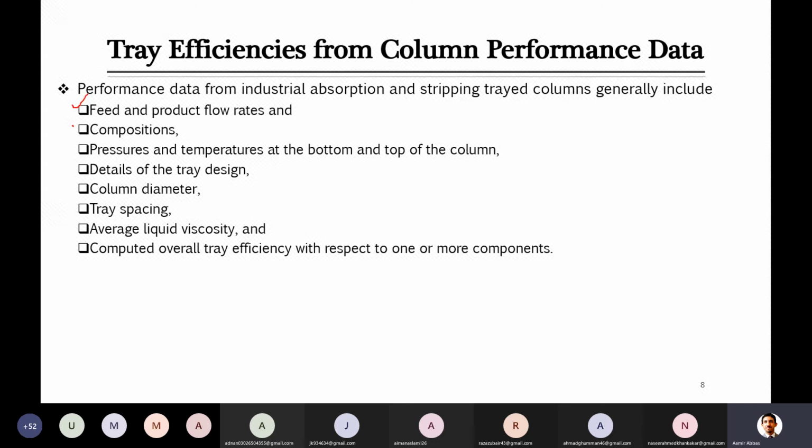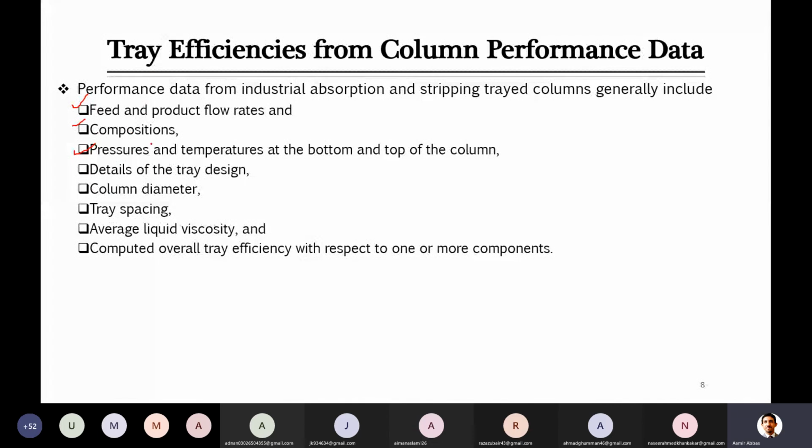For example, we should know what the flow rates are, what the compositions of the streams leaving the tower are, how much component will be absorbed, and what the stripping and absorption factors are as well. There is also the effect of temperature and pressure in terms of K values. Up to here, we usually need these for the calculation of theoretical efficiency.